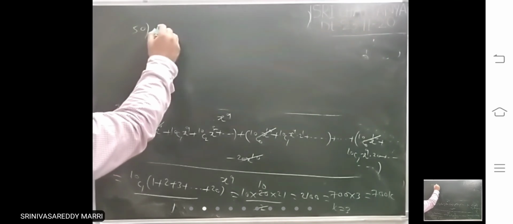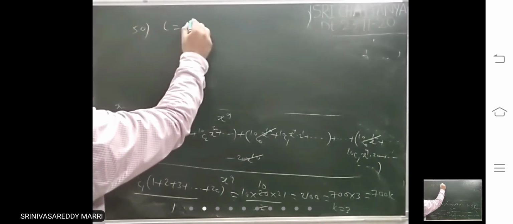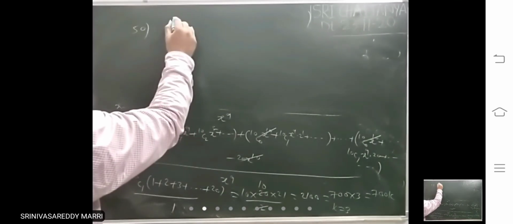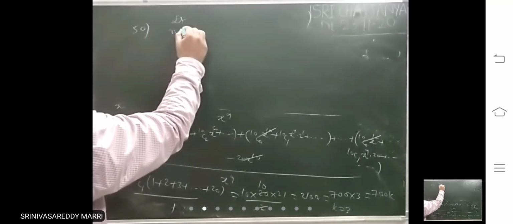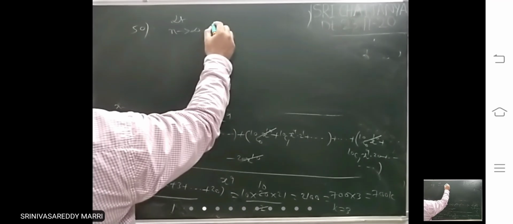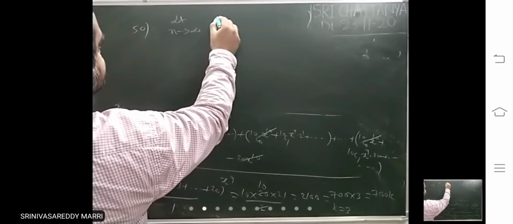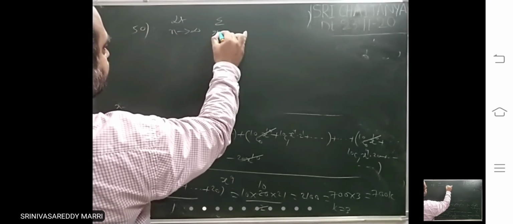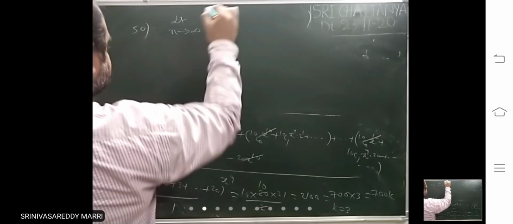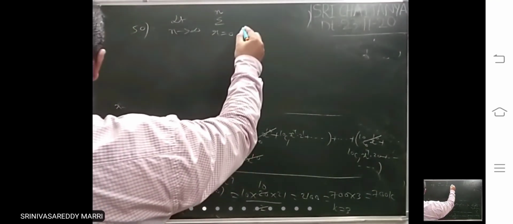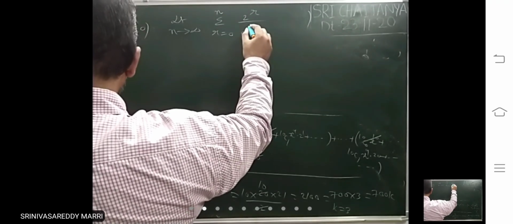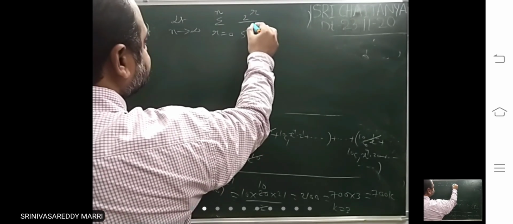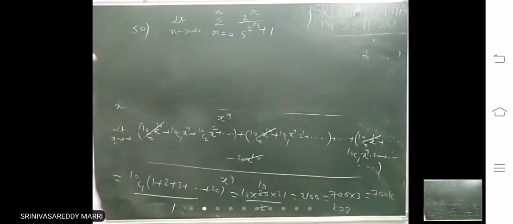The last problem, the 50th. L equals this limit, which you have to calculate. Limit n tends to infinity, sigma r equals 0 to n, 2 power r divided by 5 power 2 power r plus 1. Look at this problem.